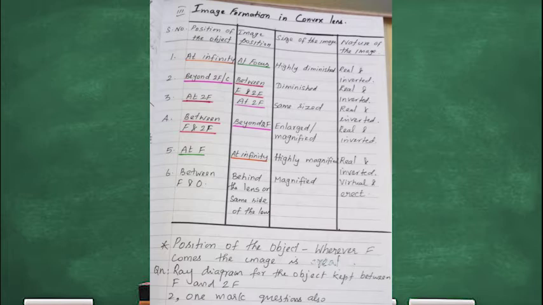The next one, at F. At F also, the first case we have learnt. Okay, at infinity now you will get the image at focus. So here at F now you will get the image at infinity.